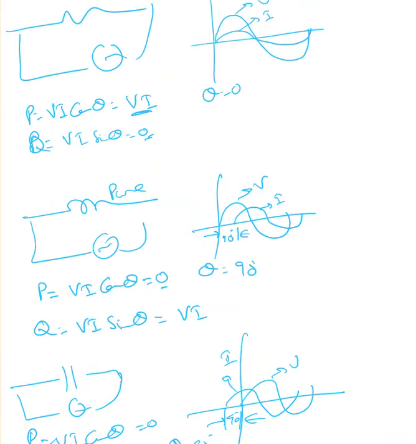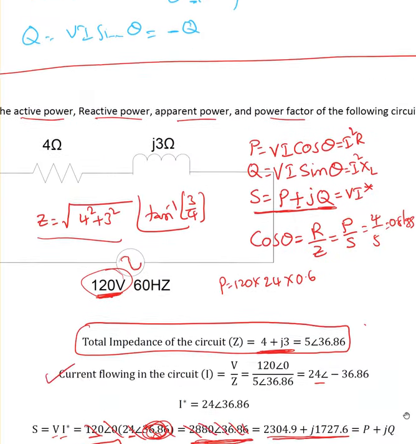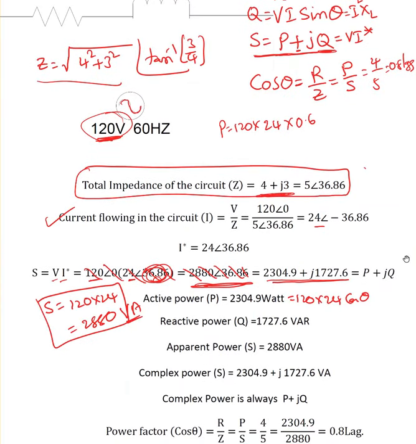Okay, that's 0.8 lagging. Now, that's one way to do it. Or you can use P over S. Since I didn't find P, I'm going to use S over S. Now active power, P equal to 120 times 24 times cos theta, where cos theta is 0.8. So if you use 0.8, you can find that value.